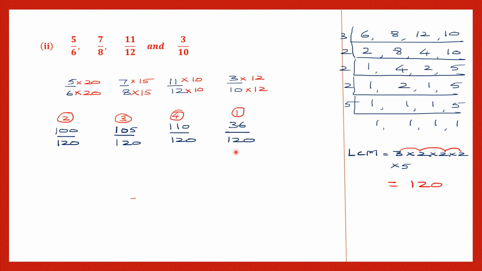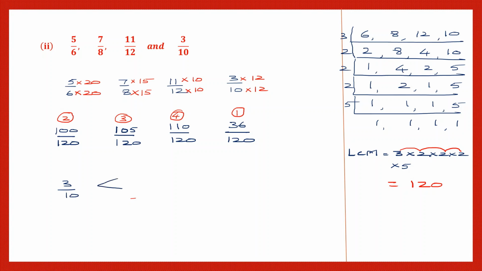So now these are our fractions that have to be arranged in ascending order. Now 36 by 120 should come first. This is the fourth fraction here. That means it is 3 by 10. The fourth fraction here, 3 by 10. That should come first. So let's write that. So 3 by 10 is the smallest.